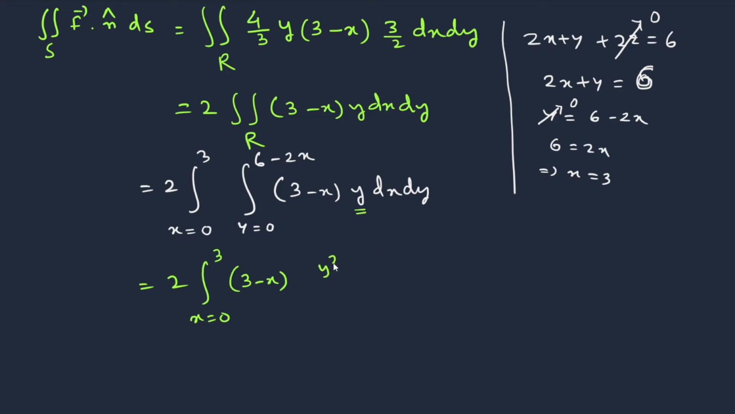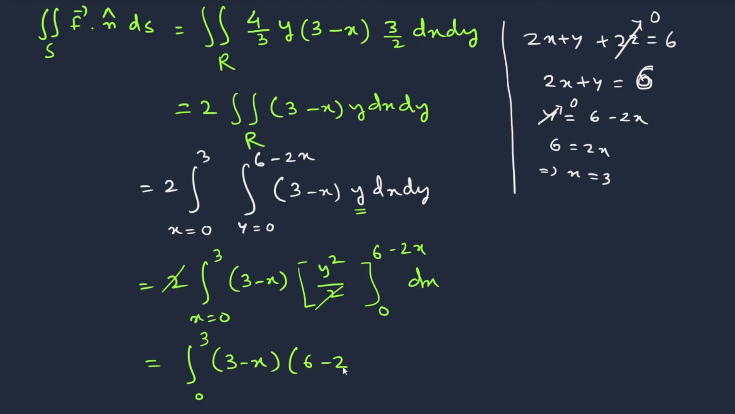Okay, so the integration of y is y square by 2. What is the limit? The limit is 0 to 6 minus twice x, dx. So we have already integrated with respect to what? y. So here the 2 cancels out. So 0 to 3, 3 minus x. Now if you put the limit, what will we get? You will get 6 minus twice x whole square dx.